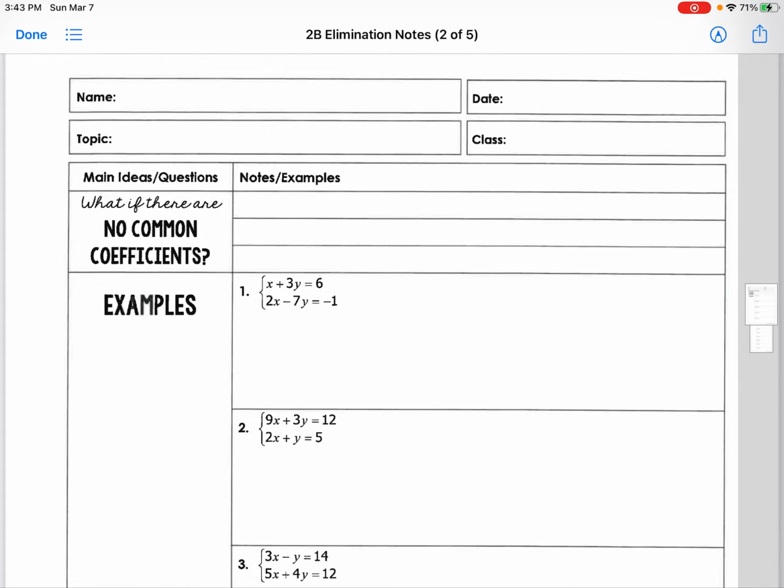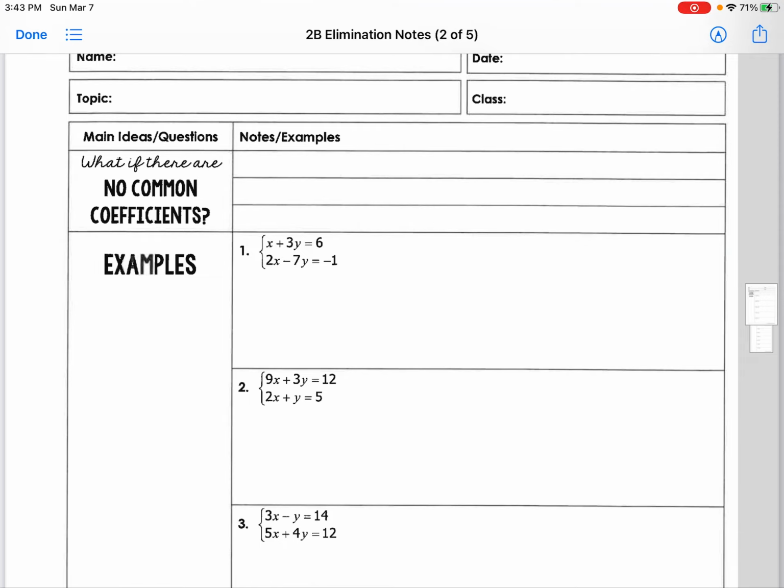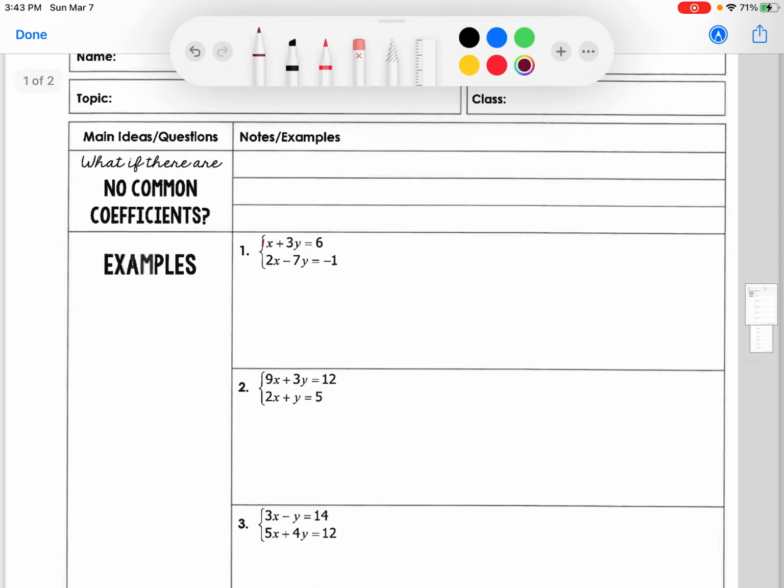So today for 2B, we're still dealing with elimination, but we ask the question, what if there are no common coefficients? So what if, for example, like number 1, we have a coefficient of 1 for x, we have a coefficient of 2 for x, we have a coefficient of 3 for y, and we have a coefficient of -7 for y. Well, we can't just add or subtract those and make them go away, unfortunately. So we have to ask ourselves what we need to do if there are no common coefficients.